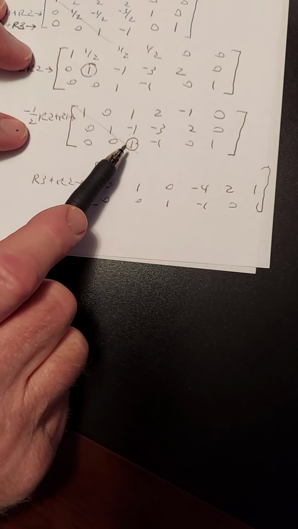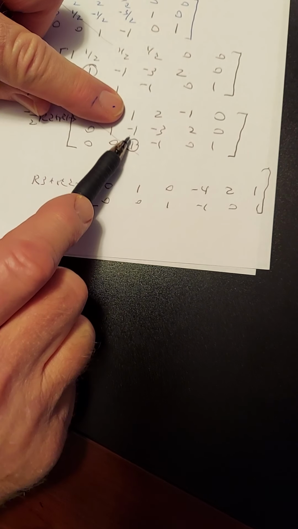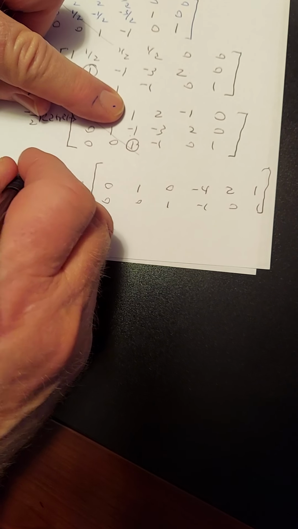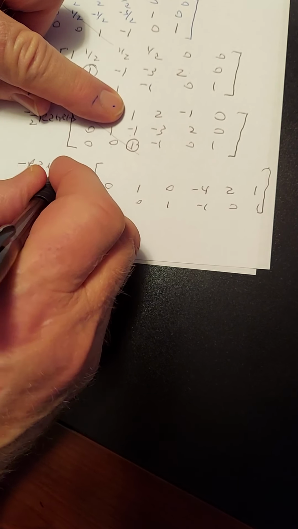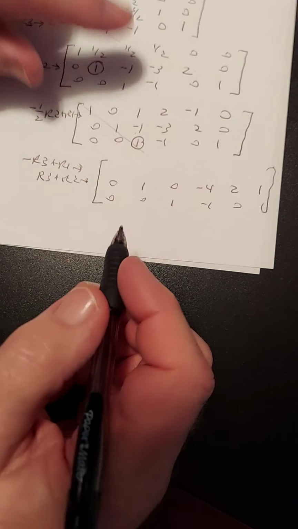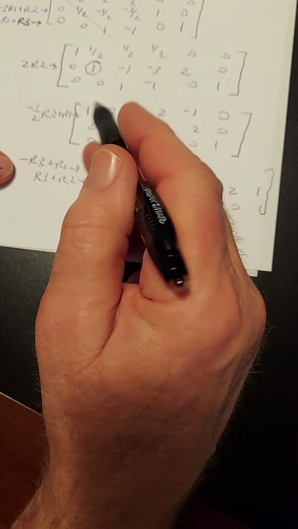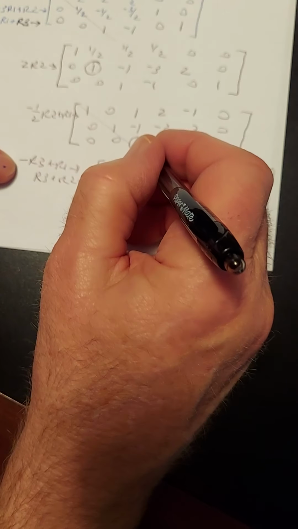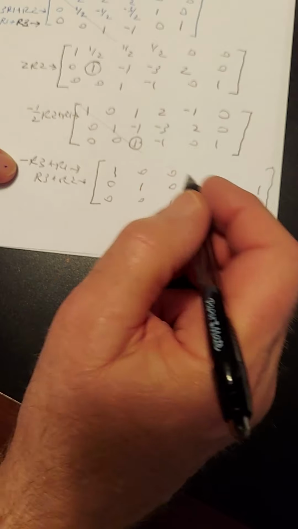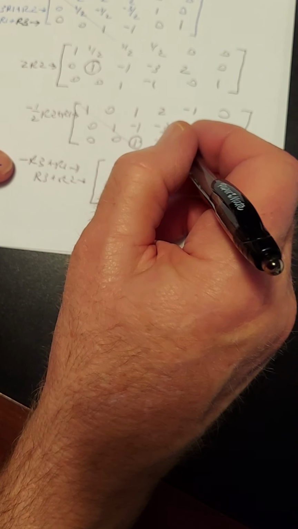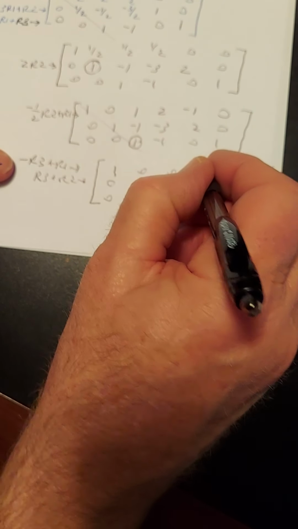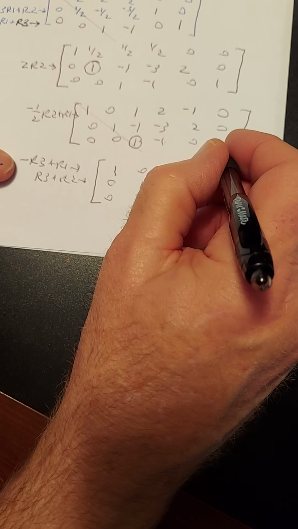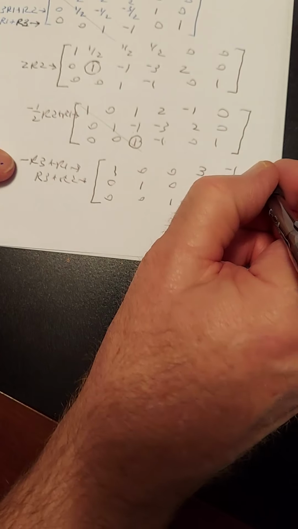Now we go to the top row. We want to get a 0 here using that 1. So we're going to take negative row 3 plus row 1. So negative 0 plus 1 is still 1. Negative 0 plus 0 is still 0. Negative 1 and positive 1 is 0. Take the opposite as 1. 1 plus 2 is 3. Negative 0 plus negative 1 is negative 1. And negative 1 plus 0 is negative 1.